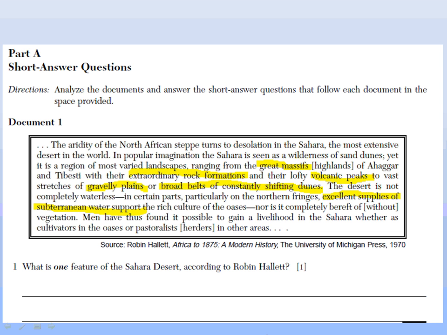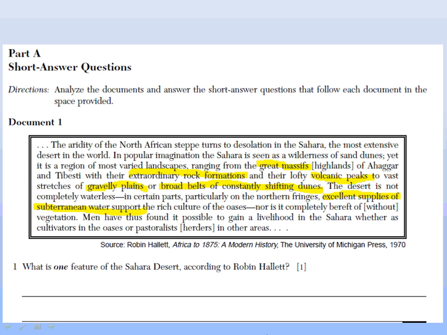Okay, so you would write your answer on the line there. You could also put your answer in your own words and not necessarily take exactly from the document. If you do take exactly from the document, you should quote it, but you can also put it in your own words, something that is one feature of the Sahara. Let me remind you something here.